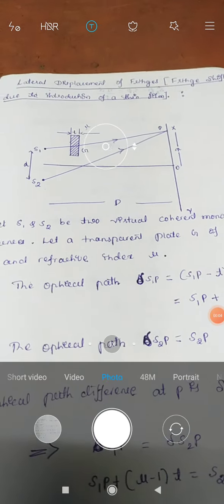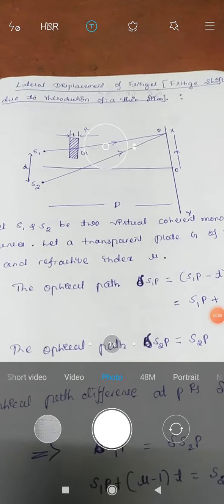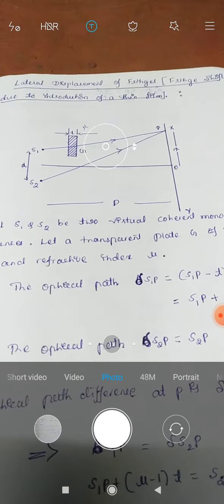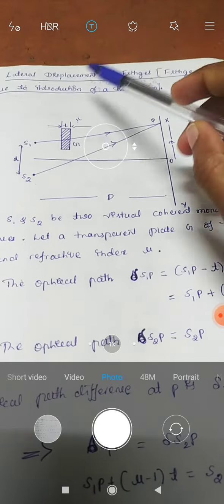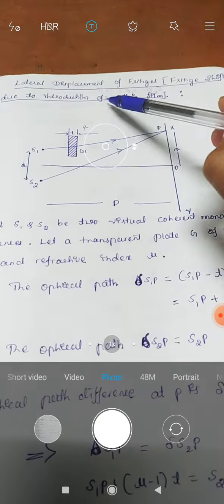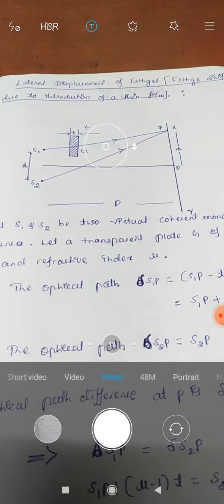Students, in the last class we discussed Young's double slit experiment. Today we are going to discuss the lateral displacement of fringe, or fringe shift, due to the introduction of a thin film.